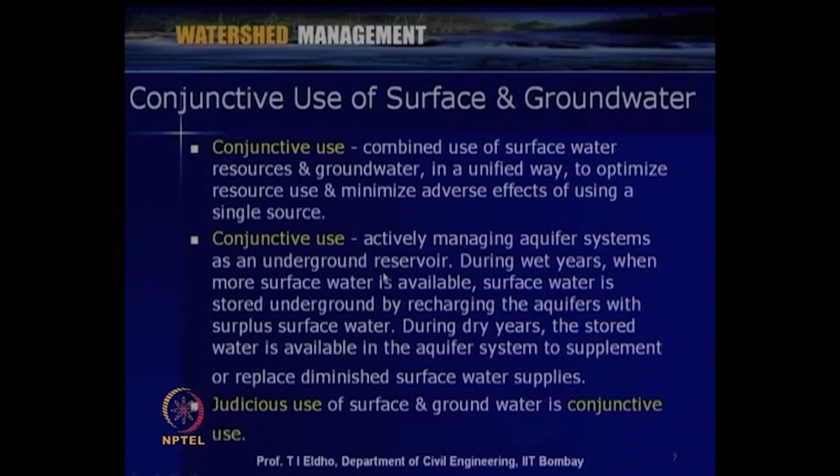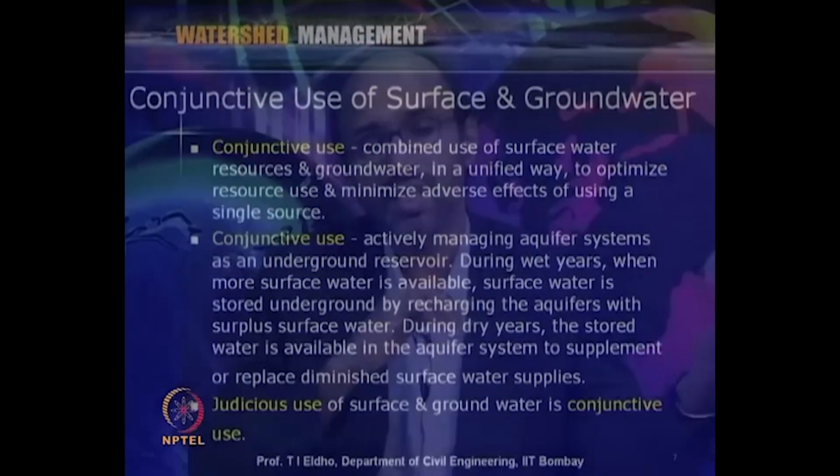So, that way we can define the conjunctive use as judicious use of surface and groundwater, so that all the needs will be met in an optimal way, without affecting either the surface water source or the groundwater source, or without any adverse effect on either by the use of one of the sources. So, that is the way we can define the conjunctive use of surface water and groundwater.